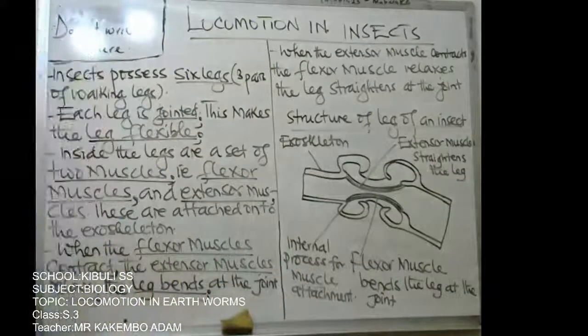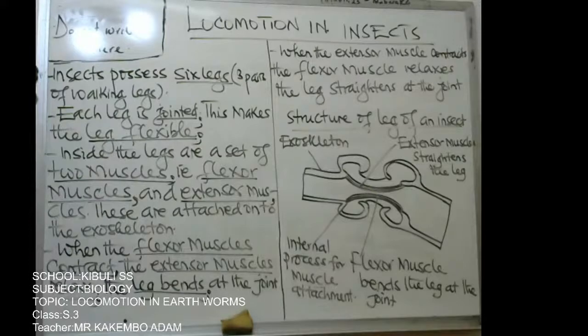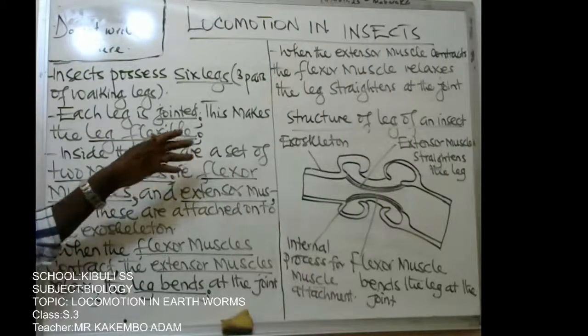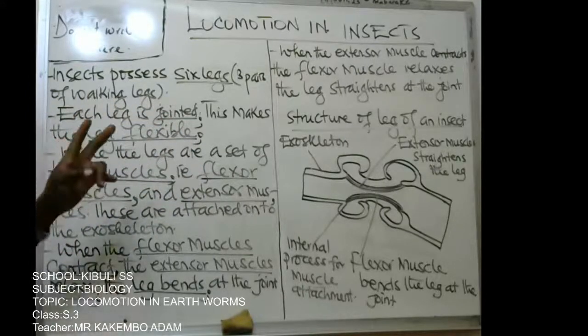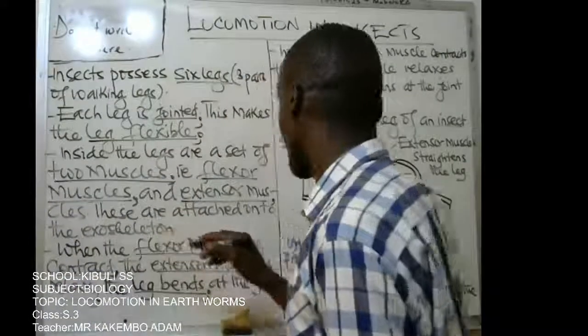So it is important to take note of how body movement using the legs of an insect is achieved. The steps involve the effect of the muscles, changes of the two muscles that work antagonistically. It is important to mention that the leg is jointed for flexibility. Inside the legs, a set of two muscles, flexor muscle and extensor muscle. These muscles are attached onto the exoskeleton.